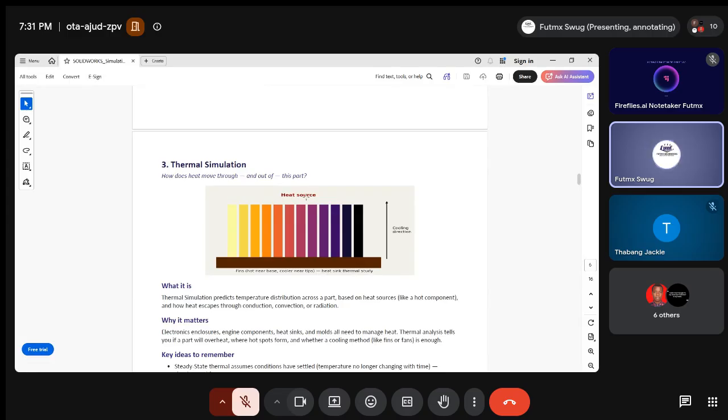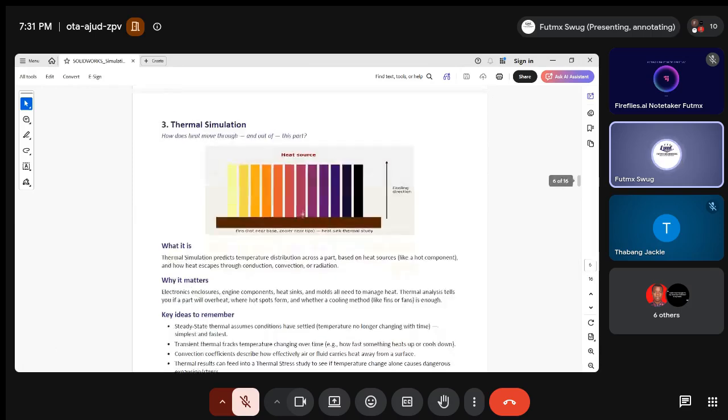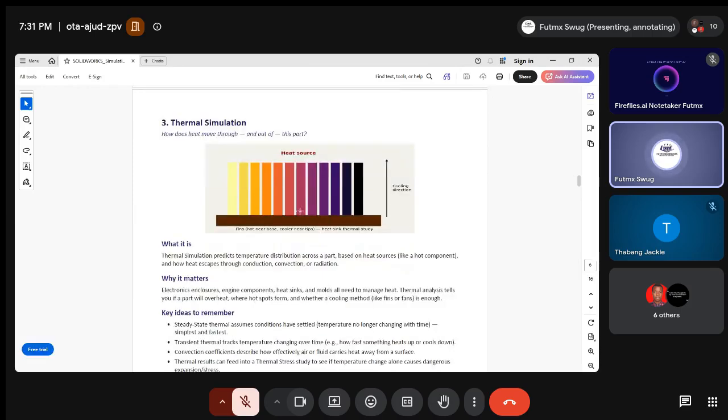So basically, what thermal simulation does for you is to show you your temperature distribution across that material, depending on the particular structure you are trying to analyze. Is it how heat is escaping in that structure? Is it through conduction, convection, or radiation?